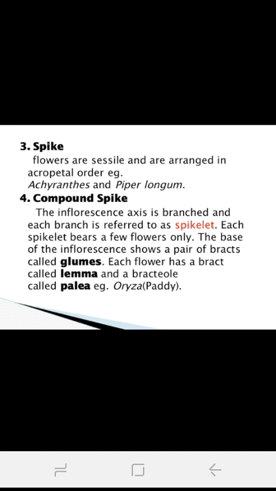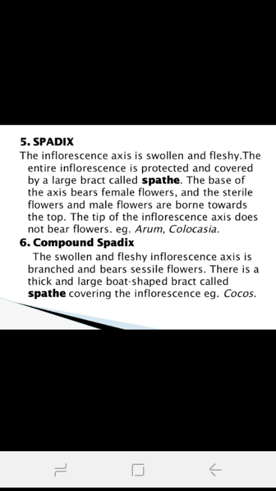Then next is compound spike. So this is also a branched spike. Each branch you can call a spikelet. This is a common feature of the family Poaceae. In each spikelet you can see at the base of the inflorescence bracts known as glumes. Each flower has a bract called lemma and a bracteole called palea. In this explanation you need only this much. While you are discussing the flower of Gramineae, you can study it in detail.